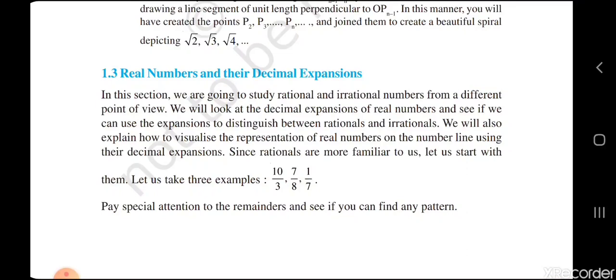The numbers which can be represented in the form of p by q, where p and q are integers, are called rational numbers. The numbers which cannot be represented in the form of p by q, where p and q are integers and q is not equal to 0, are the irrational numbers. Next, real numbers. Real numbers are the collection of rational numbers and irrational numbers. Therefore, a real number is either a rational or an irrational number.